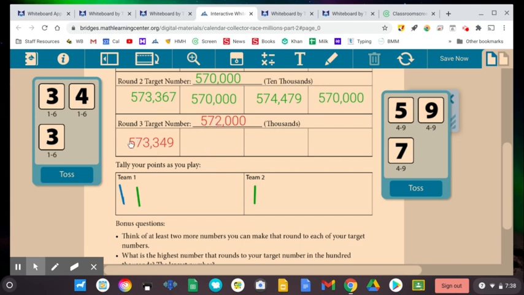The 500,000 is good. The 70,000 is good. But we need to round to 2,000. And I didn't have that low of a number. So the lowest number I can round to is this. So you can see we didn't get it this time.